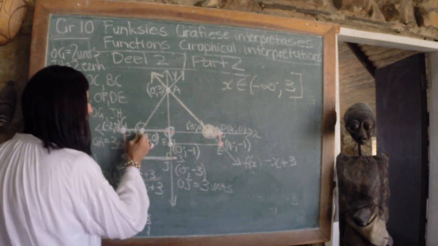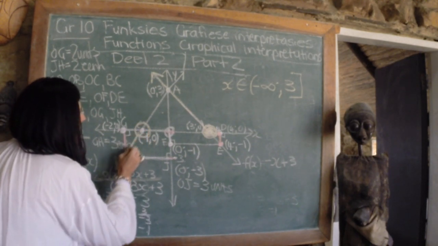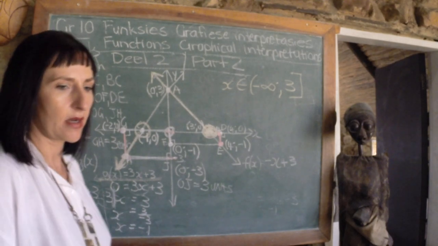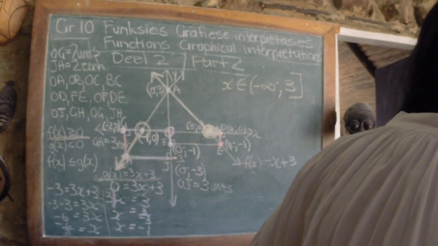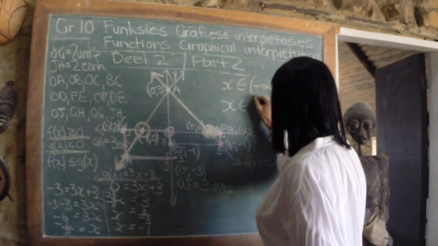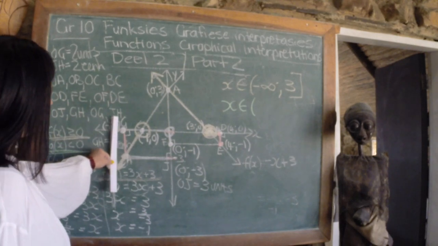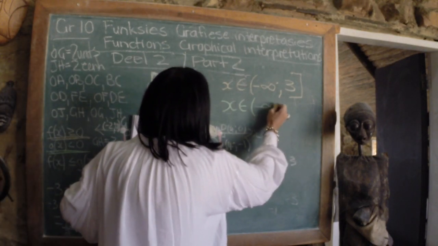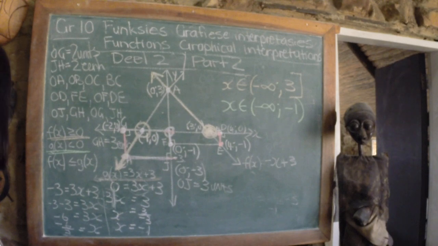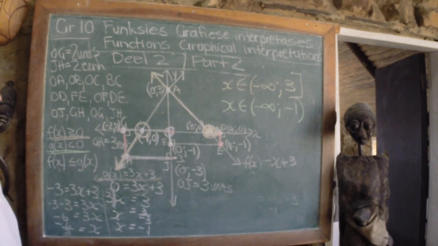So ek het 'n oop polletjie, open dot, and smaller than, vir watter x-waardes lê hy onder die x-as? Vir watter x-waardes? So ek kan gaan sê, vir hierdie x-waardes lê hy onder die lyn. Vat weer my liniaal, verticaal, it's -infinity up to just before -1. Want dit is 'n oop kolletjie. And the last question, where is fx smaller or equal to gx?